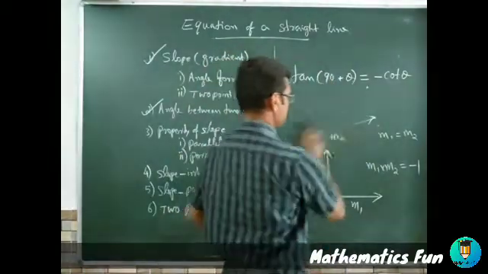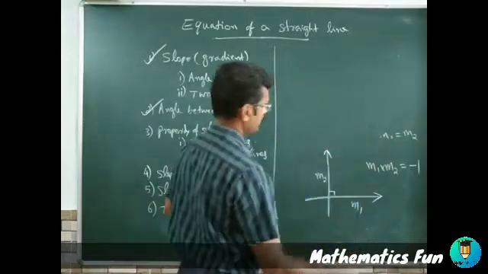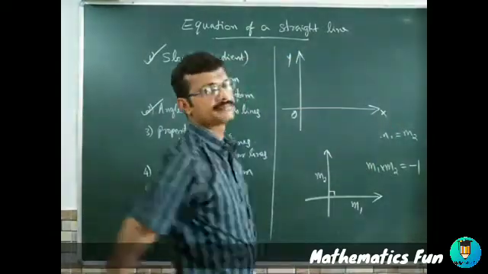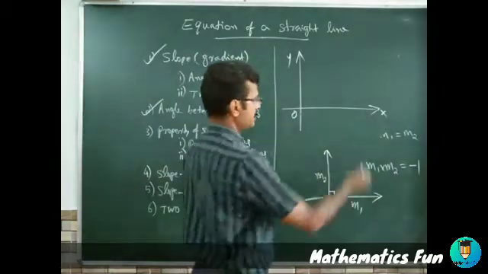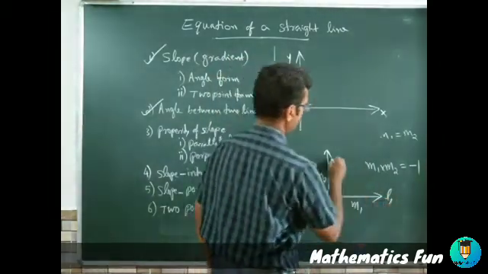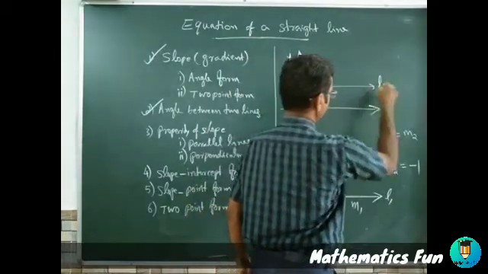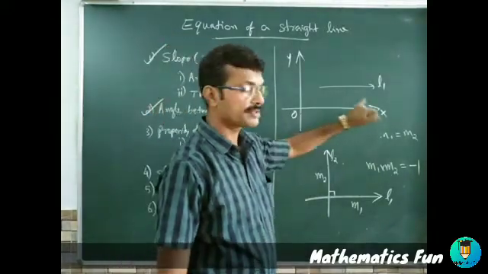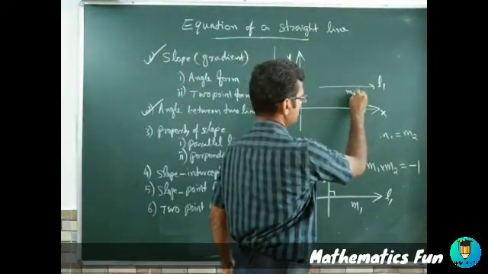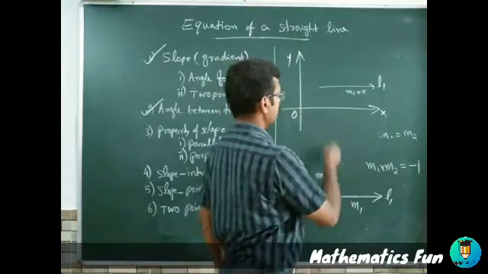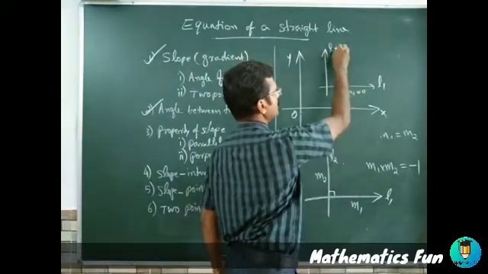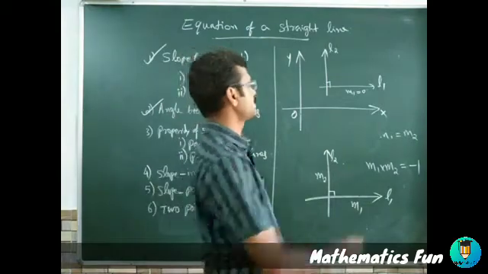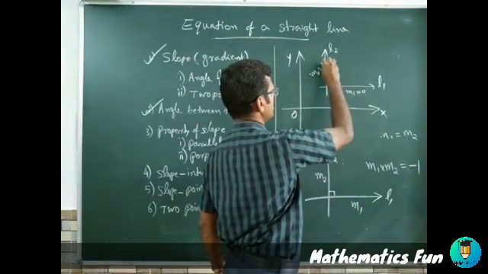If you look at this diagram, we have the coordinate axes: x-axis, y-axis, origin. Suppose this is the situation, and I take L1 and L2 as perpendicular lines. L1 is here, parallel to the x-axis. We know the slope of the x-axis is tan 0, which is 0. So its slope is 0. Another line, let it be here, perpendicular, L2. We know the slope of the y-axis is tan 90, that is 1 by 0. So its slope is 1 by 0.